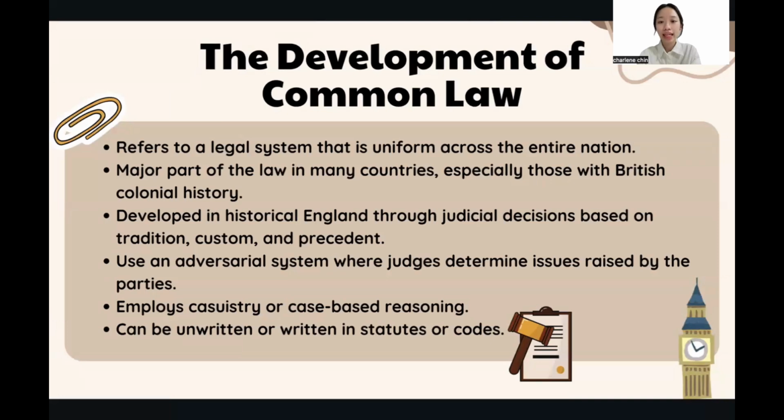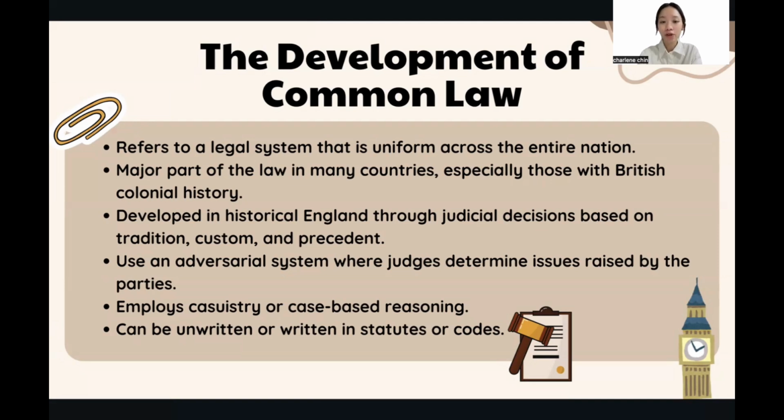Rooted in medieval England, common law evolved from judicial decisions that drew on tradition, customs, and precedent. The adversarial system, meaning judges decide based on the arguments presented by the parties involved, as highlighted in the case of Jones v National Coal Board 1957. Common law relies on case-based reasoning, known as casuistry, and includes both unwritten principles and codified statutes, creating a versatile and enduring legal framework.